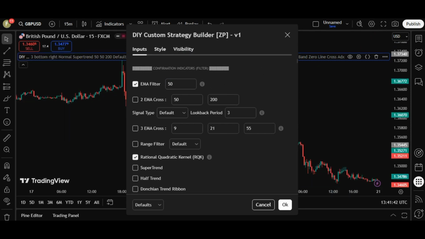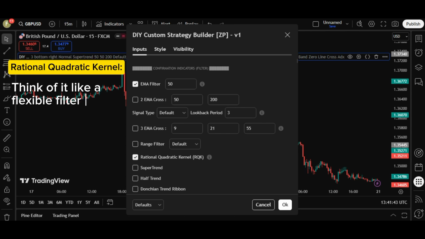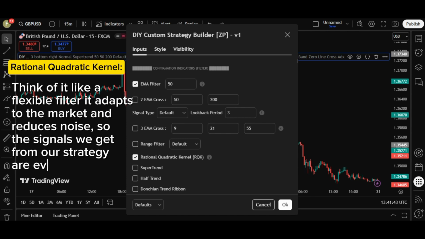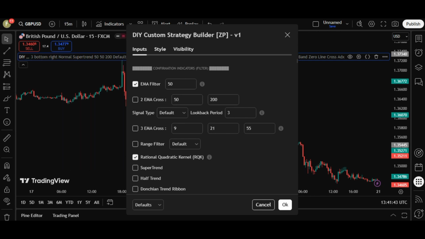And finally, we can also add one more confirmation tool, the Rational Quadratic Kernel. Don't worry, the name sounds super complicated, but the idea is pretty simple. It's basically a smoothing function that helps capture both short-term and long-term movements in price. Think of it like a flexible filter. It adapts to the market and reduces noise, so the signals we get from our strategy are even cleaner. We don't use it as a main driver, but rather as a secondary confirmation tool to refine our entries.